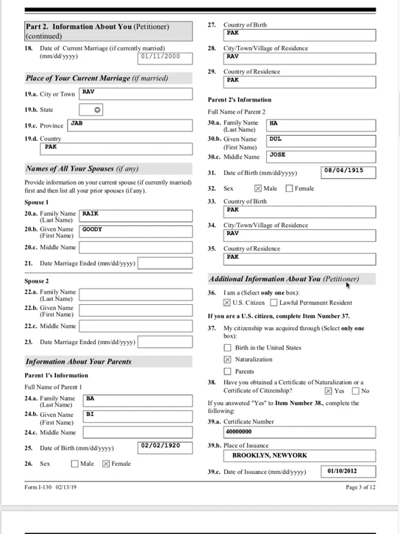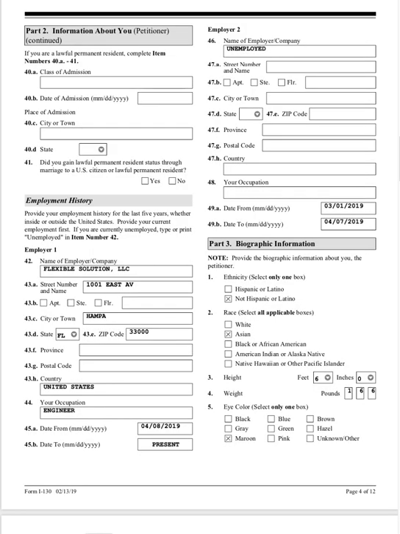Additional information about you, the petitioner. I am a US citizen, and if you gained your citizenship through naturalization, select this one. Have you obtained your certificate? If you obtained it, select yes and enter the certificate number. If you are a US citizen born in the United States, then you don't need to enter the certificate number. Place of issuance, where it has been issued, city first and then state, and date of issue. If there's any additional information, enter it here.